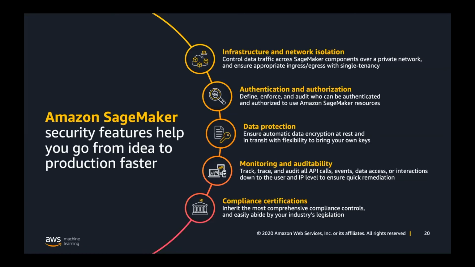For example, you can easily run your workload in your virtual private cloud, your VPC, which will give you full control over the traffic that comes to your SageMaker notebook instances. There are many different options that you can enable on SageMaker Studio to make sure that it's secure. You can enable authentication and authorization. You can encrypt your data at rest or in transit for data protection.